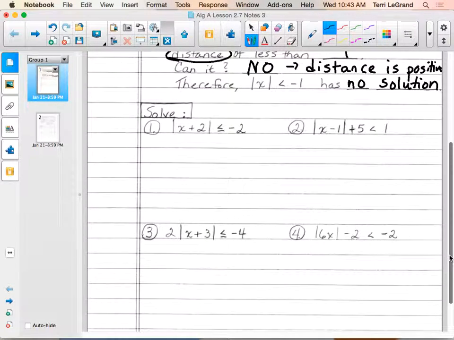Number 1, the absolute value of x plus 2 is less than or equal to negative 2. First thing we always ask ourselves is what? What's the first question, no matter what kind of absolute value inequality we're solving? Tori, what's the first question you have to ask yourself every time?